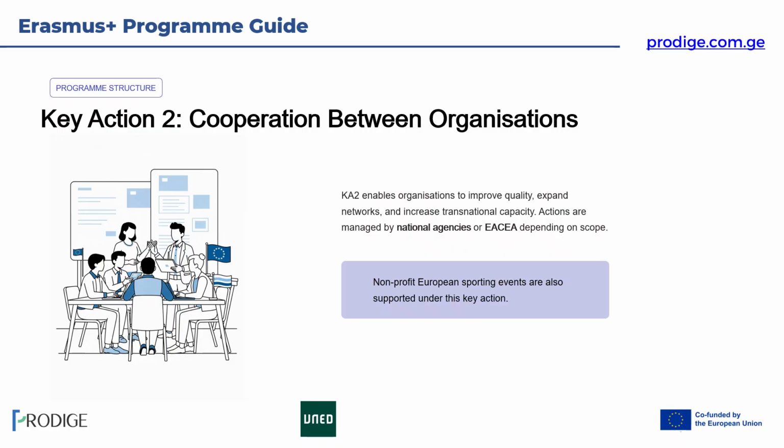Moving to Key Action 2, the focus shifts from individuals to organizations. This action is about partnerships for cooperation. It allows organizations to share ideas, develop innovative practices, and modernize their teaching methods. It is the engine of innovation within the program, fostering excellence and international cooperation.